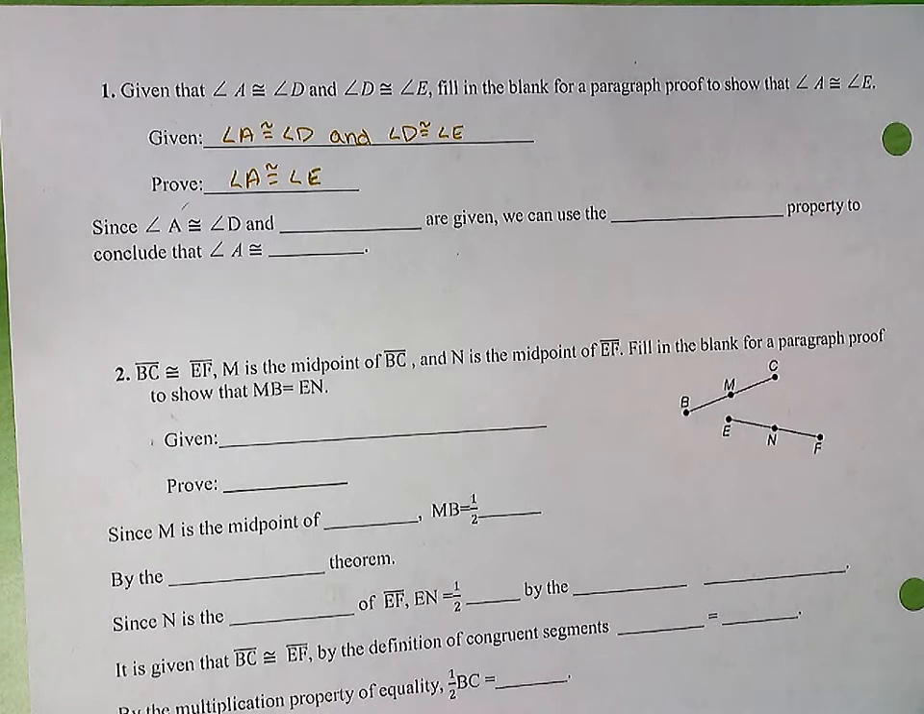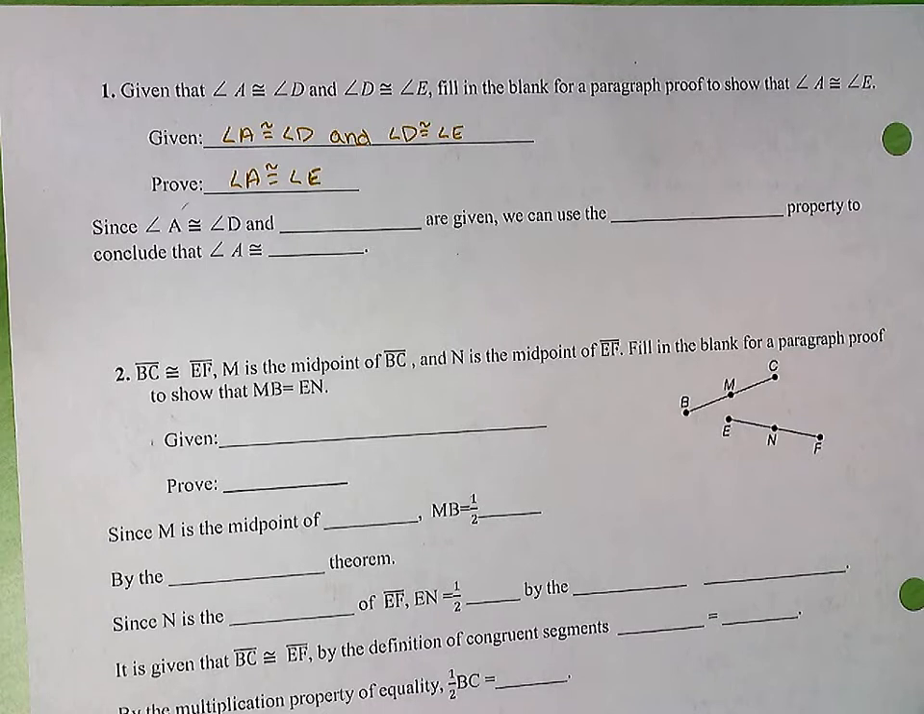Okay, so in this first one, this one's really short. I have my given written out. I have angle A congruent to angle D and angle D congruent to angle E. And we want to prove that angle A is congruent to angle E. Well, this is a property in itself.